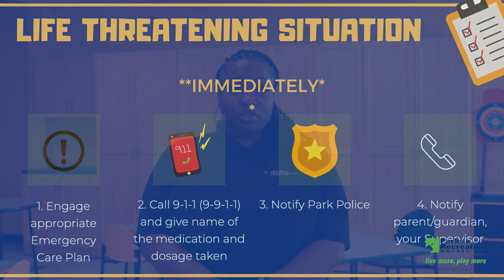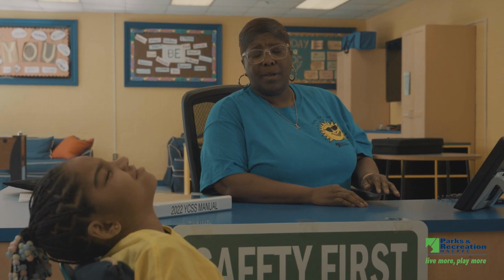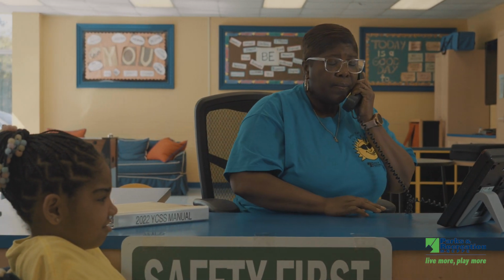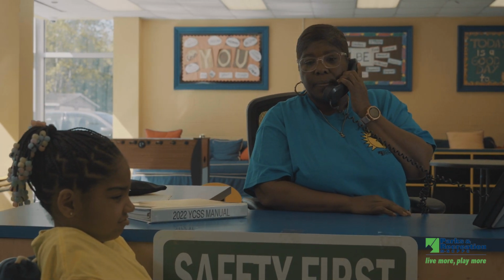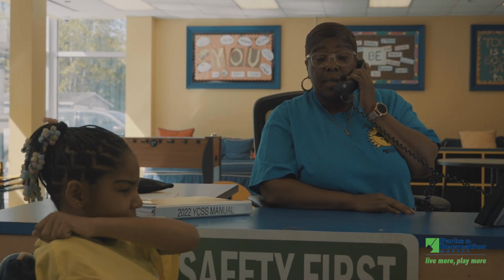The injury illness report form is completed, submitted to your supervisor, and a copy attached to the individual's profile health form. Document usage on the emergency medical device usage chart. If there are any discrepancies, do not allow the individual to self-administer medication. If the situation allows, notify the parent, guardian, and your supervisor. If it is a life-threatening situation, immediately engage the appropriate emergency plan and call 911 and notify the park police.